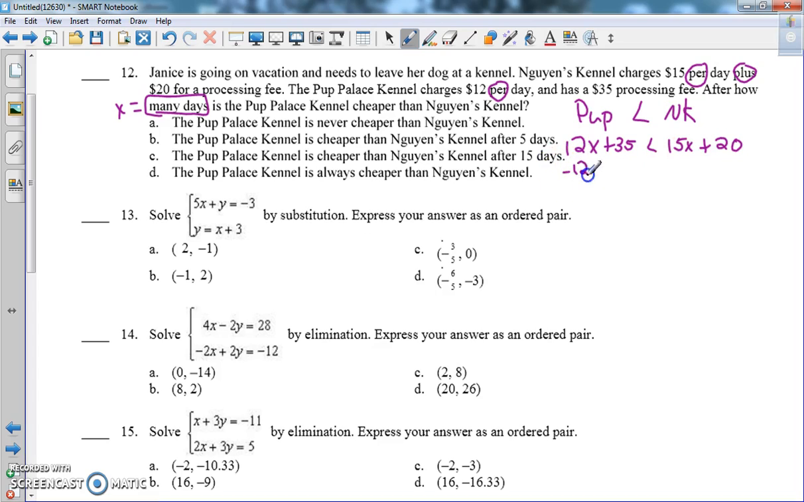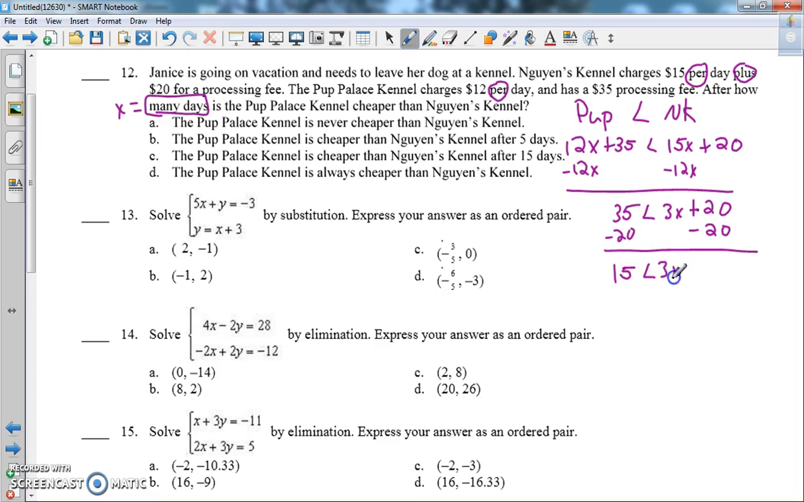Let's see, if I subtract 12x on each side, I'm going to end up with 35 less than 3x plus 20. Now I'm going to move 20 to the other side by doing the opposite. So I'm going to end up with 15 less than 3x. So then I'm going to divide by 3, which means 5 is less than x. But we normally don't say it that way. We would say x is greater than 5.